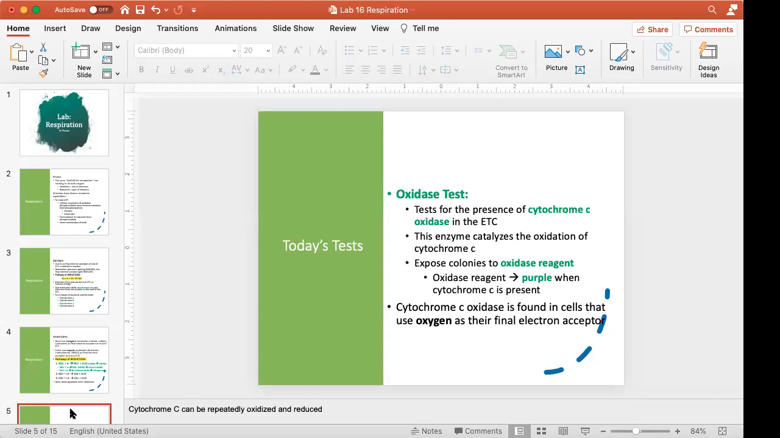So we're going to do 2 tests today. The first test is the simpler test, and it's called the oxidase test. What this test looks for is that little helper messenger molecule that we find in the electron transport chain, called cytochrome C. But this time we're looking for cytochrome C oxidase. Put a star next to this in your notes. This is a place where students frequently get confused.